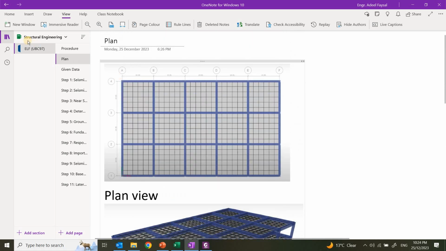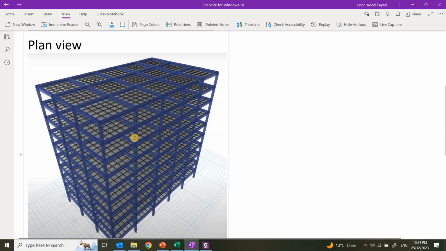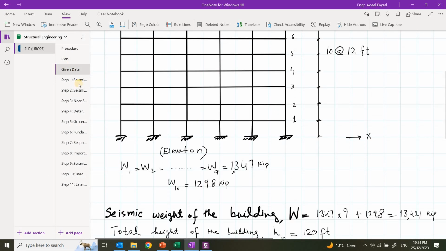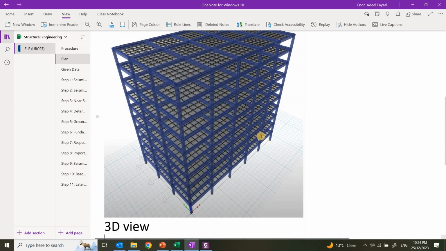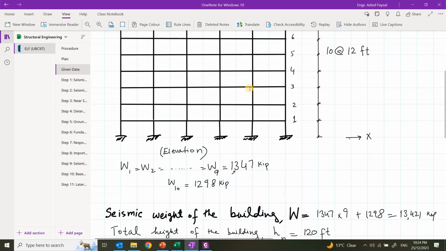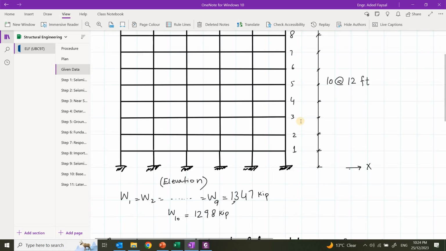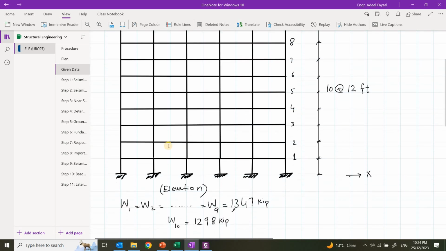This is the drawing given. This is the plan view, and this is the 3D view. We have also shown you the elevation over here. This elevation is drawn looking at from this side. This is the elevation I'm drawn on the next page. So this is the data you can see. This is a total of 10 stories, and each story height is 12 feet, so a total of 120 feet height.